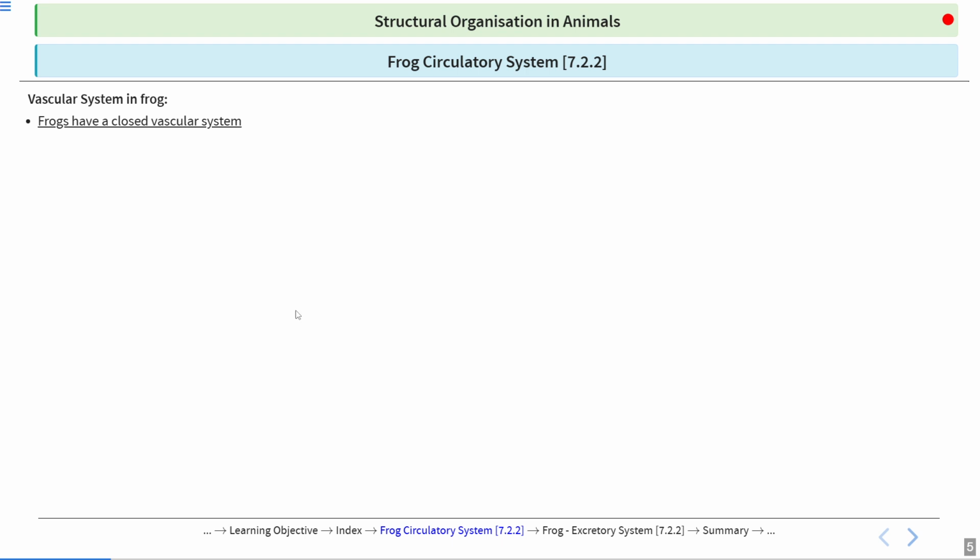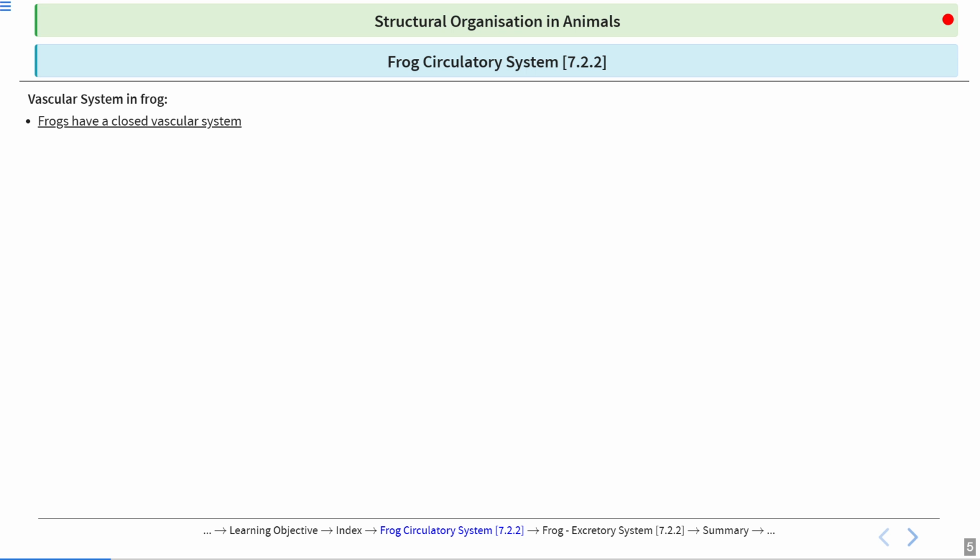So frogs have a closed vascular system. The circulatory system is also called a vascular system. Wherever there is a transportation of liquid substance, that is called the vascular system, right? Here the blood is the liquid part and it is transported to the different parts of the body through this circulatory system, right? So it is having a closed vascular system.